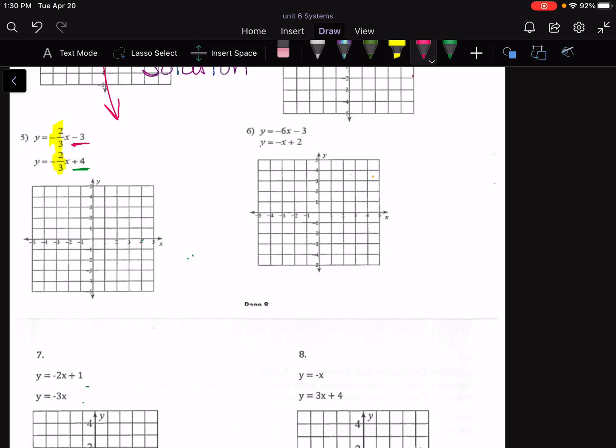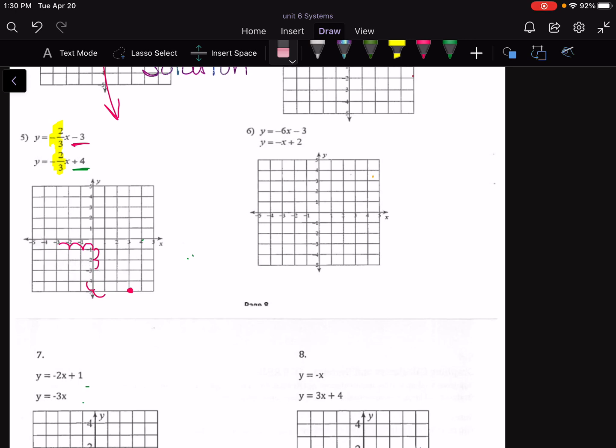And parallel lines have no solution. So let's go ahead and graph these. My first one, I'm going to start down here at -3. And it tells me a -2/3 means I'm going down 2 to the right 3. So 1, 2, 1, 2, 3. And to get a point up maybe in the top left of the graph, we can do the opposite. And we can go up 2 and this time to the left 3. 1, 2, 3.